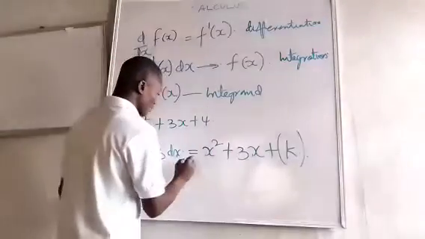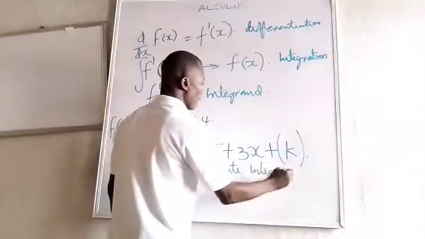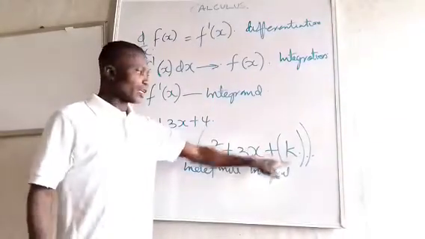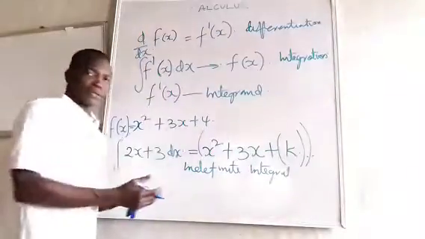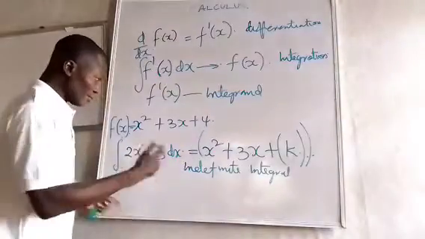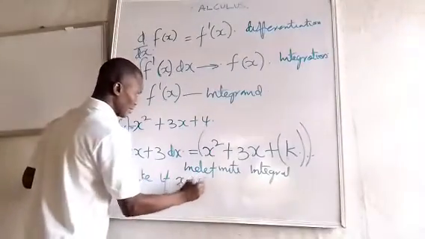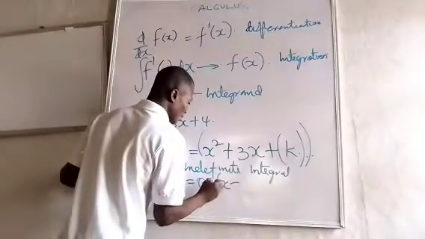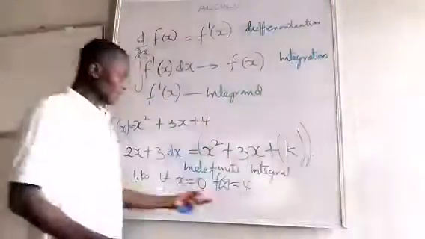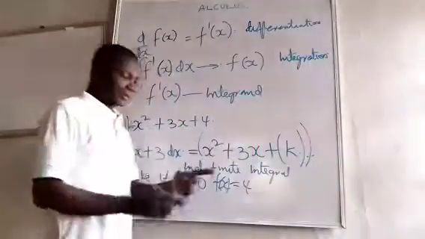And we refer to this as the indefinite integral. As it is like this. But you can find the value of k if you are given, for example, that when x is equal to 0, f(x) is equal to 4. So from this, after getting to this place, we will substitute 0 for x to get k. That is the way to do it.